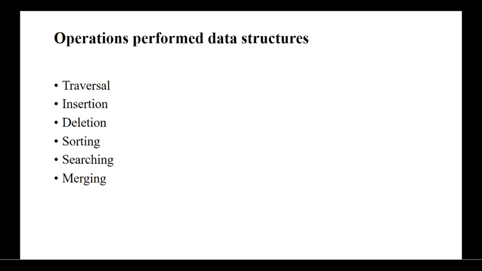In the previous class, we saw primitive data structures like int, float, char; these operations are not applicable to them. So we can perform all these operations only on non-primitive data structures. Let's see them one by one.